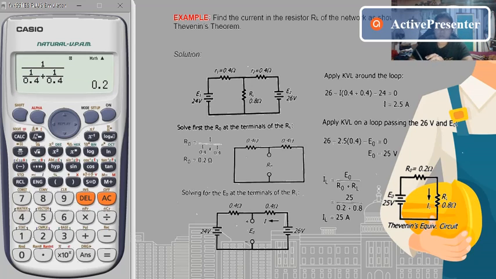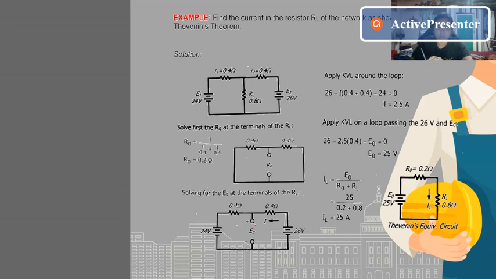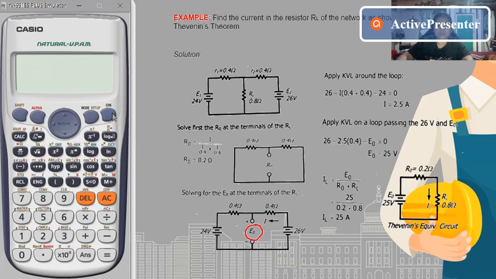So saan pag-solve sa EO? So redraw our circuit. So we have here, apply KVL around the loop. So Kirchhoff's voltage law. So 26 here, minus I, kaning I na, pa-enter, 0.4, kaning duha, minus kaning 24, equal to 0. So I, pwede na ito na i-solve.